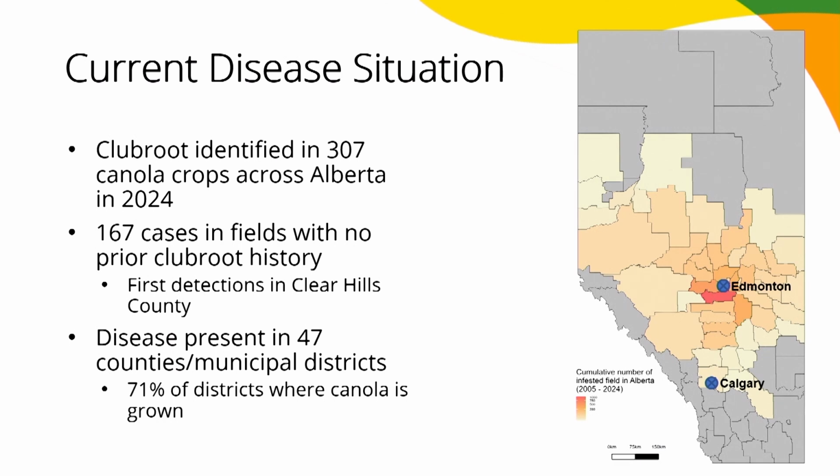And we also had the first detections in Clear Hills County, which is up in the Peace Country. So that brought up to 47 counties and municipal districts in the province that have documented cases of clubroot. And that's 47 of 66 counties or municipal districts where canola is grown. So more than 70% of counties in Alberta now have documented clubroot.